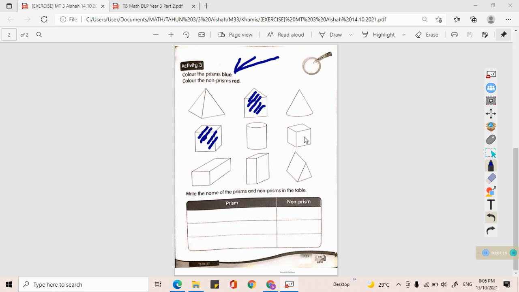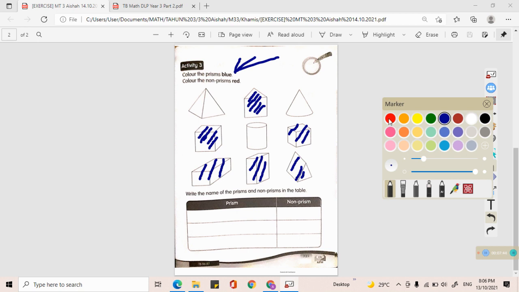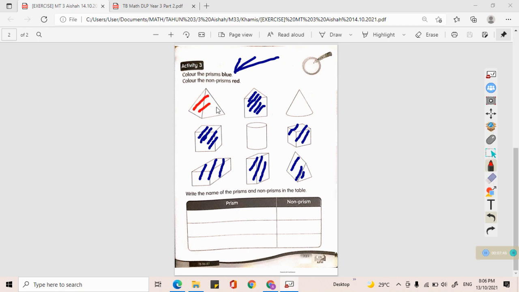How about this one? This one is a square prism, so you have to color it. And then this one is a rectangular prism because it has a shape of rectangle. So you color it blue. Same goes for this one. This one is a rectangular prism. And then this one is a triangular prism. So these non-prisms, you have to color with red color. These are the non-prisms. Okay, so you color them with red color.